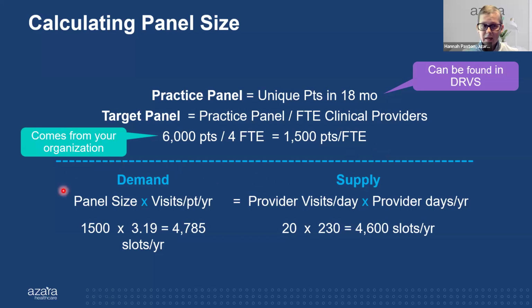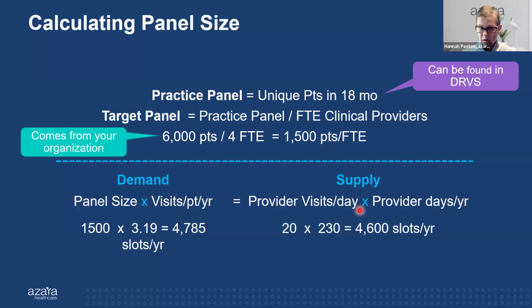Down here, you can see that then we're going to use that 1,500 patients per FTE, and we're going to multiply it by visits per patient per year. This is not what we had on the other slide. This is, again, a number that we put in here. We made that up. But that determines that you need 4,785 slots per year to meet the demand of your theoretical patient panel, right? And then you're going to look at supply. You're going to look at provider visits per day. That's your internal expectation of your providers.